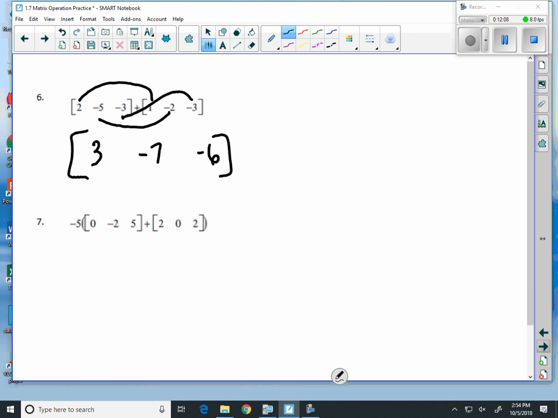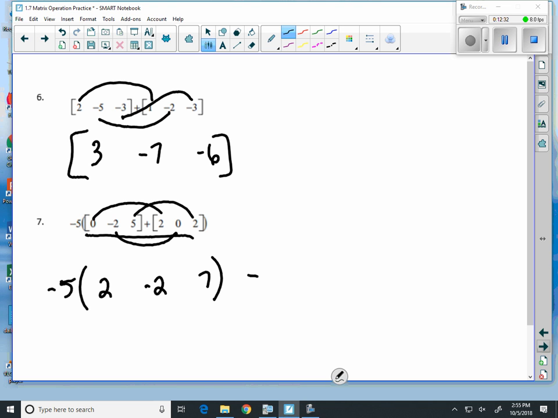This next one looks a little bit different, but order of operations apply. So if we think about order of operations, we always do parentheses first. So we're going to go ahead and do the inside first, and then we'll apply this -5 at the very end. So it's kind of like what we did here in number 6. Add the first entry, add the second entry, add the third entry. Then each of those is going to get multiplied by -5.